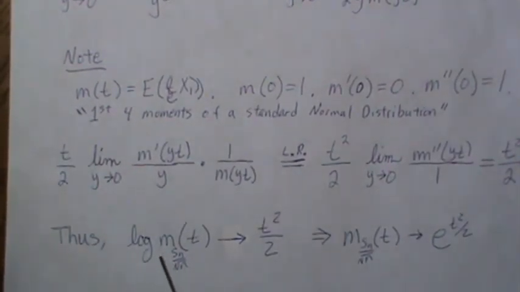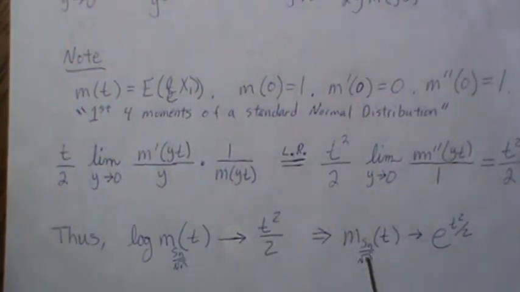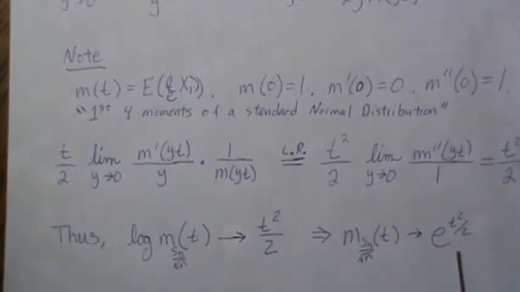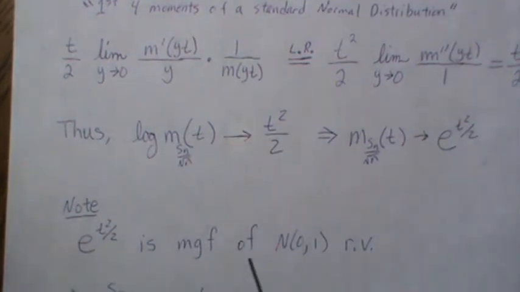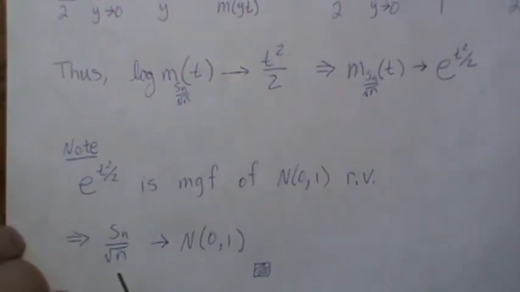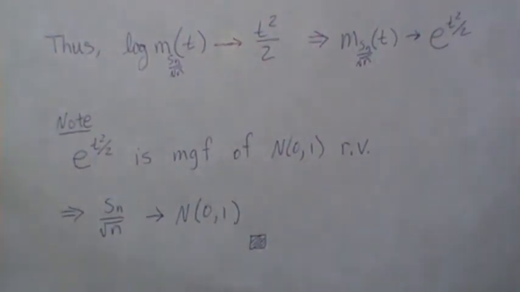Now, that tells us the log of the moment generating function goes to t squared over 2. So let's take e to both sides, and we get this. So the moment generating function of that sum goes to e to the t squared over 2. We haven't shown this yet, but in the examples coming up, we're going to show that that is the moment generating function of a standard normal random variable. So that tells us that this sum goes to standard normal, because moment generating functions uniquely determine a PDF.